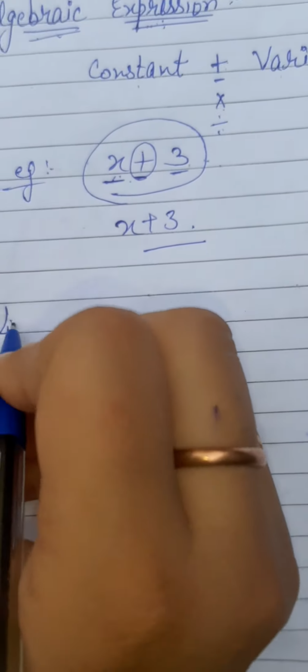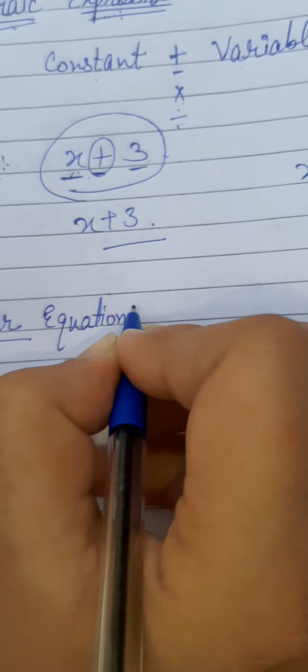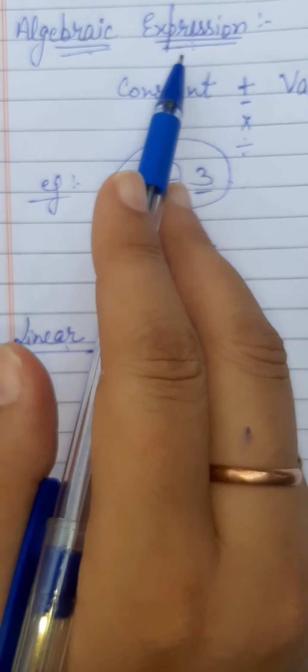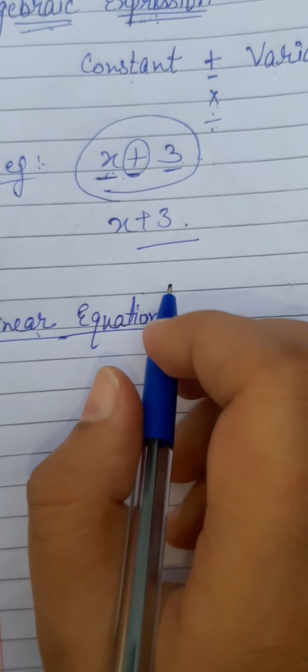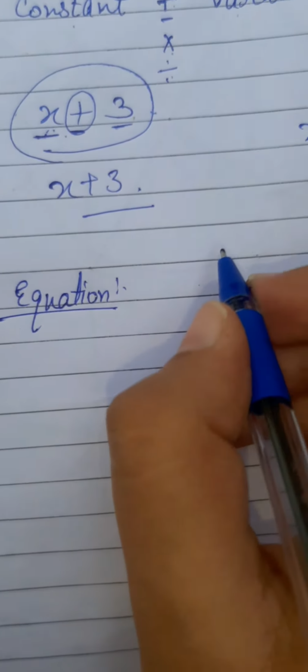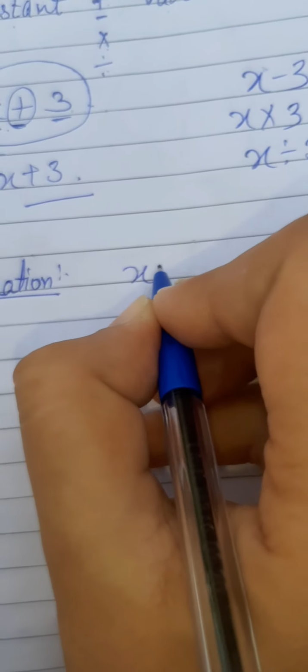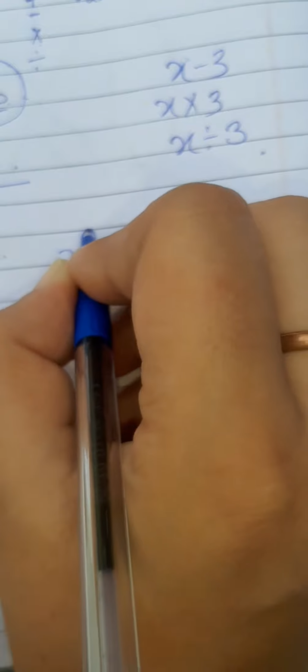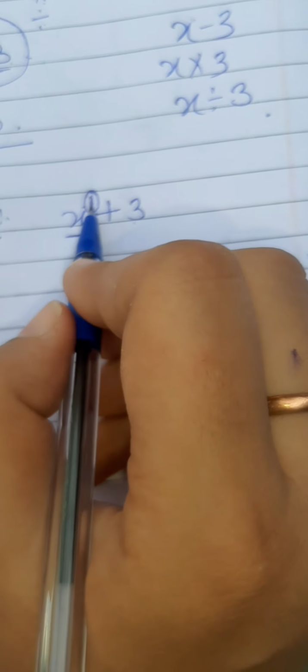Now the next definition is linear equation. This is a type of algebraic equation. How will you define it? An algebraic equation in which the degree of the equation is 1. Degree means the highest power of an equation. For example, x plus 3. Here the degree of this equation is the highest power, which is 1. So the degree must be only 1. Then only this is a linear equation.